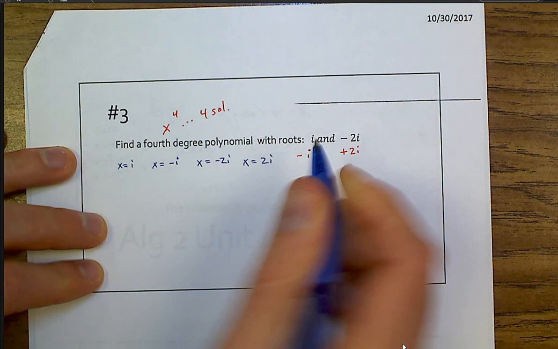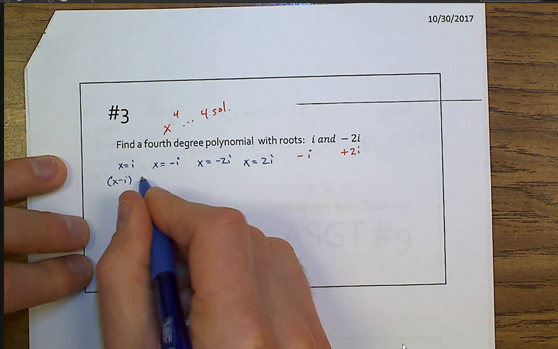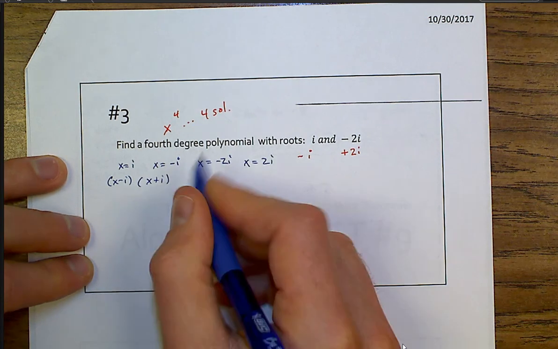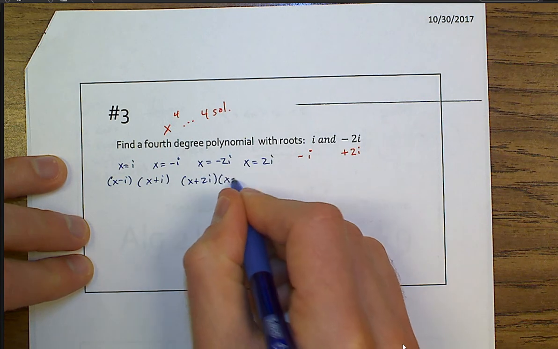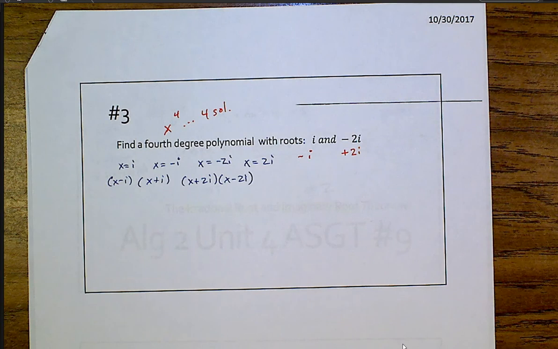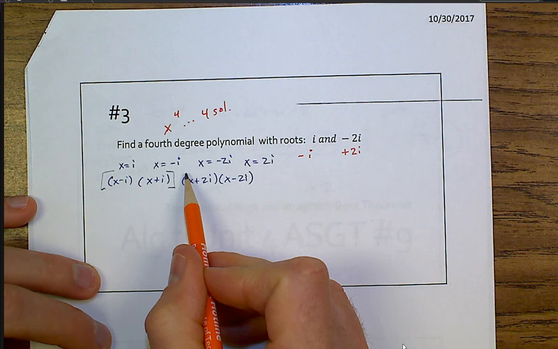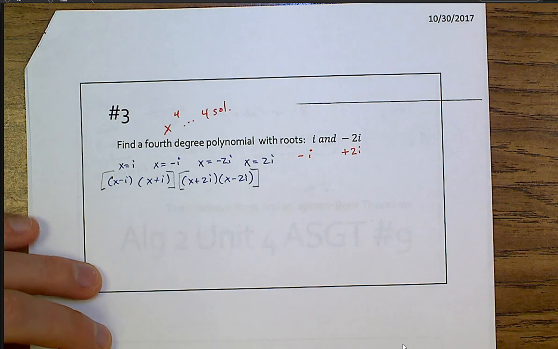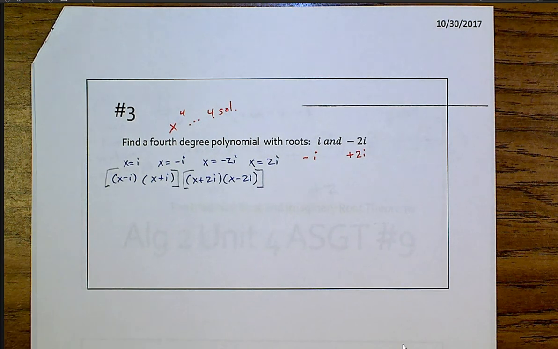And then I'm going to go backwards and write these as factors. x minus i, x plus i. This will be x plus 2i, and x minus 2i. Okay? Now, what I would suggest, if you want to go the long road here, is multiply those two together, multiply these two together, and then multiply those two answers together to get your 4th degree polynomial. But let's have some number sense about us. Let's use our brain a little bit and think about this.